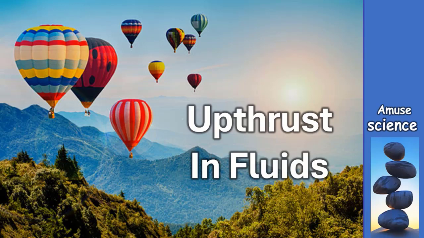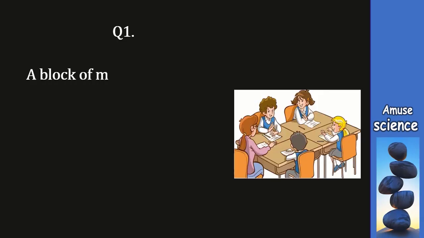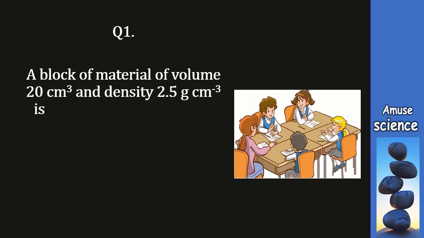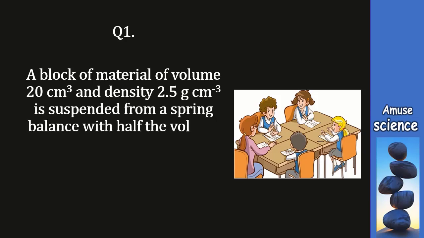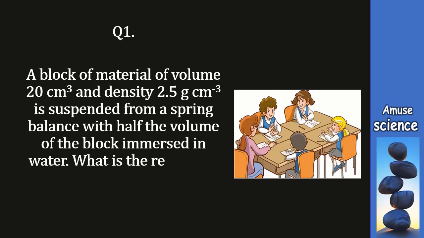So let's take our first problem. It reads, a block of material of volume 20 cubic centimeters and density 2.5 grams per cubic centimeter is suspended from a spring balance with half the volume of the block immersed in water. What is the reading of the spring balance? So this is our question. How do we solve it?